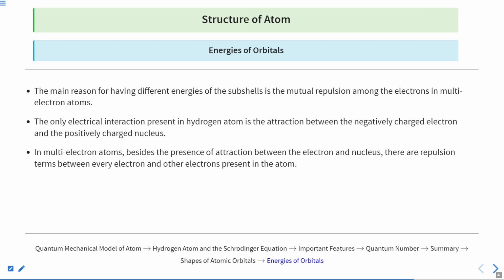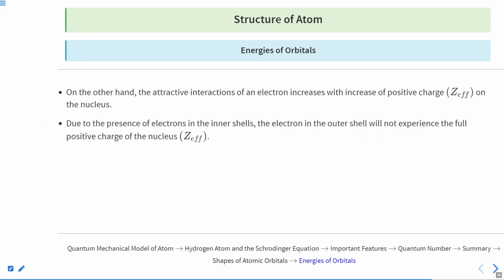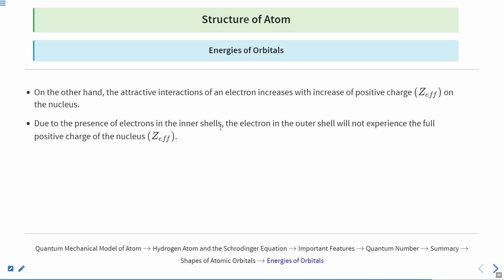But as we move to multi-electron systems, there are more types of interaction, like electron-electron repulsion, and that gives rise to the removal of degeneracy. So this criterion of having the same energy is called degeneracy. If you get this electron repulsion, then this degeneracy will be removed. Okay. Now, on the other hand, the attractive interaction of the Z effective and all.